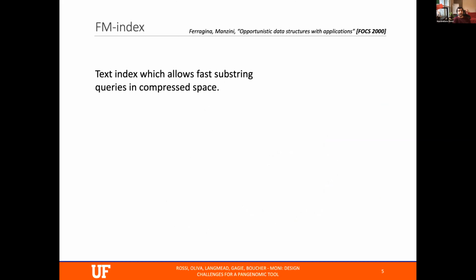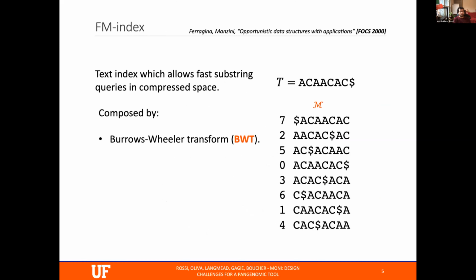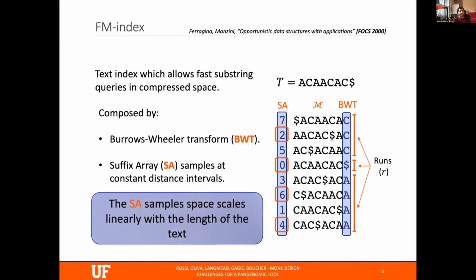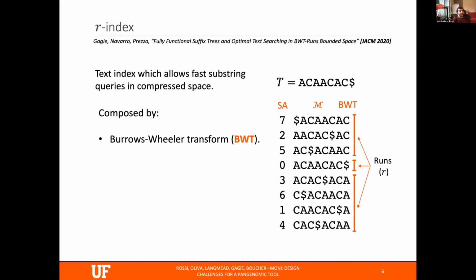The most famous index for a reference genome is the FM index, which allows fast pattern queries in compressed space. It is composed of the Burrows-Wheeler transform, which is the last column of the matrix of the sorted rotations of the text, and the suffix array, which marks the starting position of each rotation in the original text, sampled at constant distance intervals. The Burrows-Wheeler transform can be easily stored and used in run-length compressed space. The problem of the FM index is that the space for the suffix array samples scales linearly with the length of the text. And it took almost 20 years to overcome this issue, by Gagie et al.